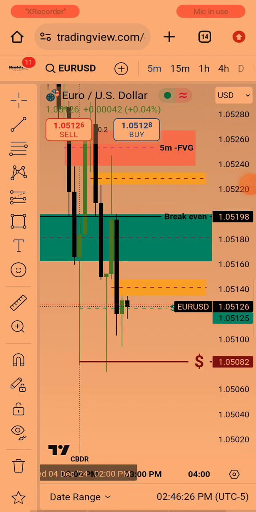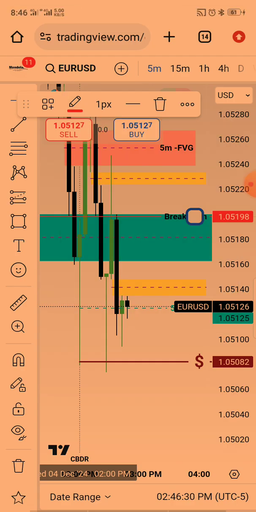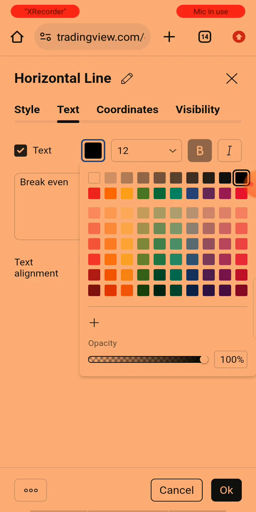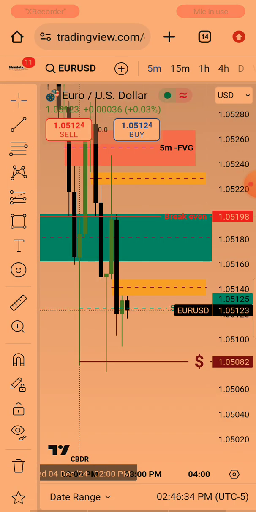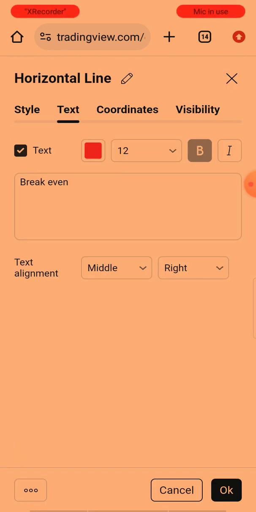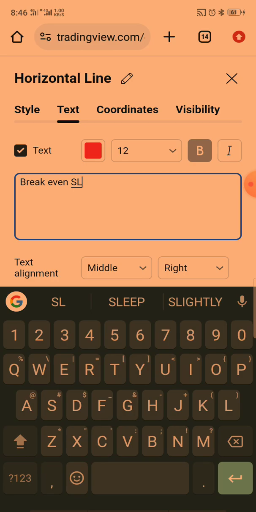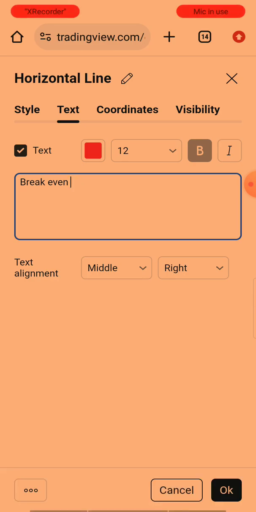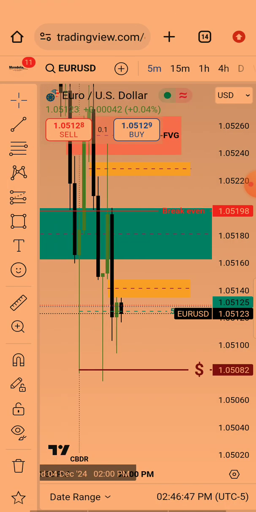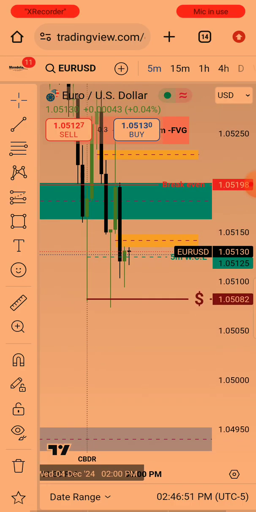This is the break even I put. Let me change that line to a red line so that you people will see it clearly. Anytime you see that break even, that is my SL. Break even SL is break even stop loss. Let me just let it be like that, the way I put it before. I believe people understand already.